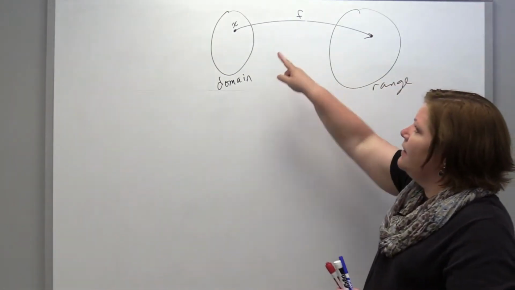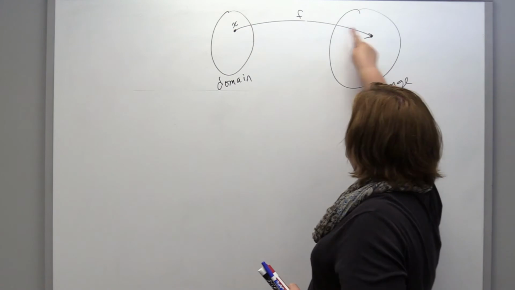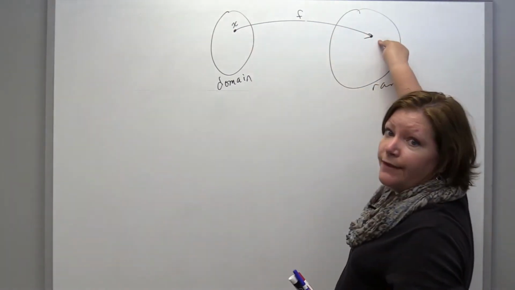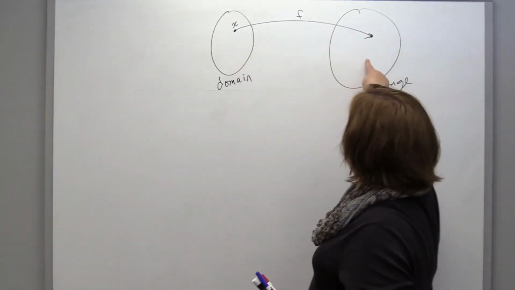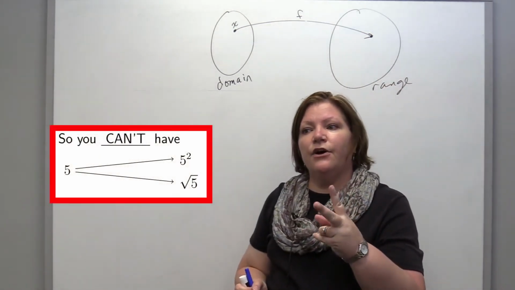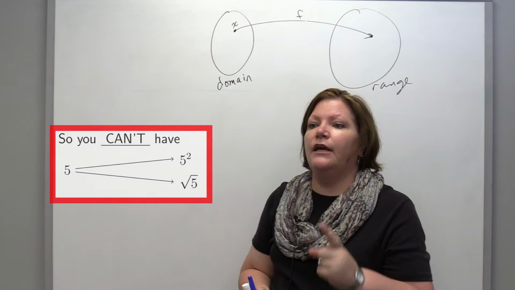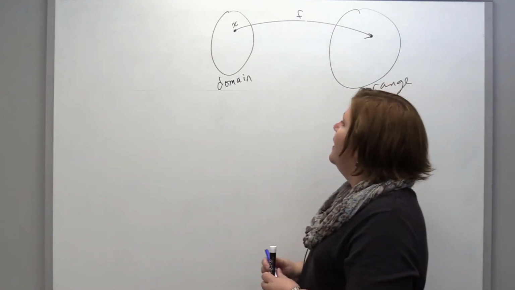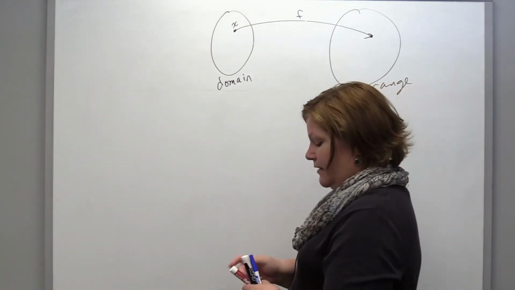And again, the key is that this function only goes to one. It does not go to two different numbers. When you press a button on your calculator, you don't get two numbers as the answer. You only get one number as the answer. And so that's the key about functions.